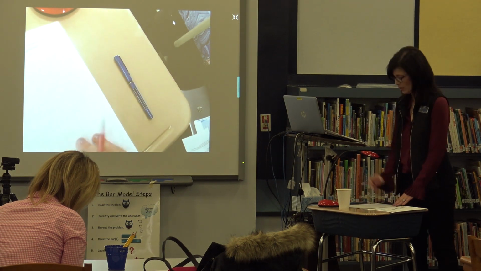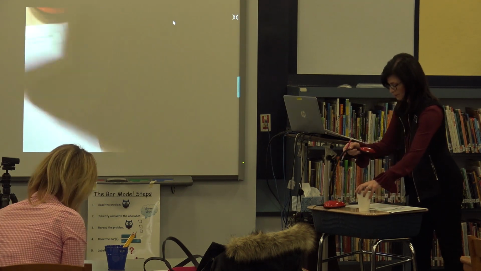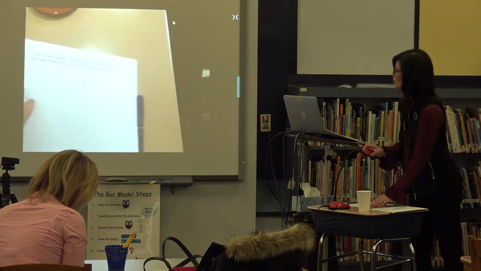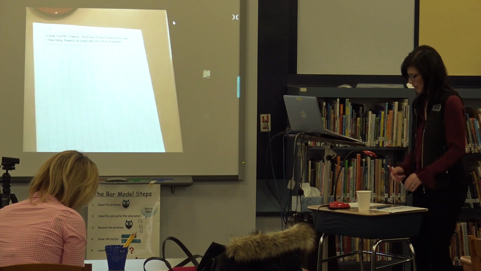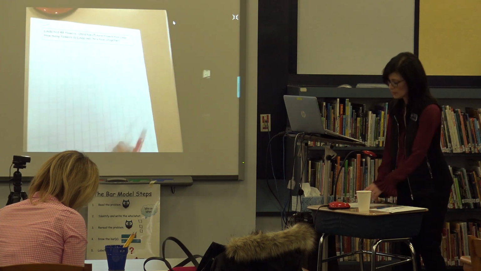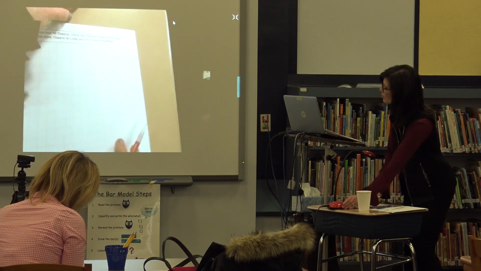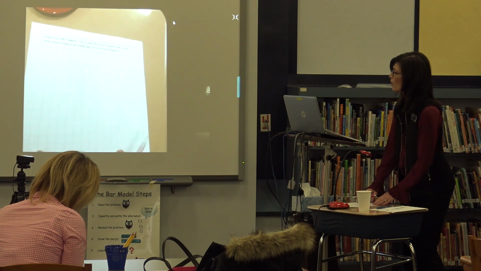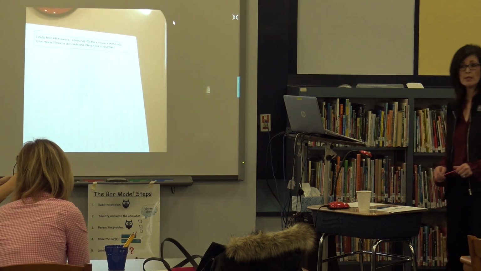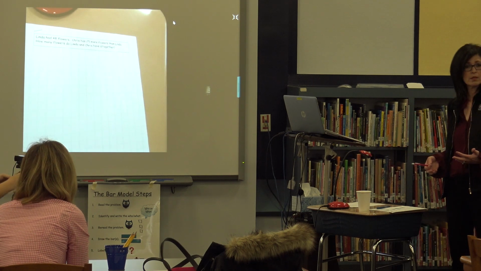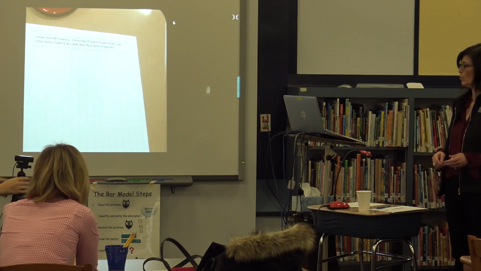All right, let me get this set up. Is that clear enough? Can you see that? How's that? I did it on graph paper because it works really nicely for drawing rectangles. The first step is we read the problem. Normally in class, I would have students read it aloud, so that's what I'm going to do, assuming we're in class.